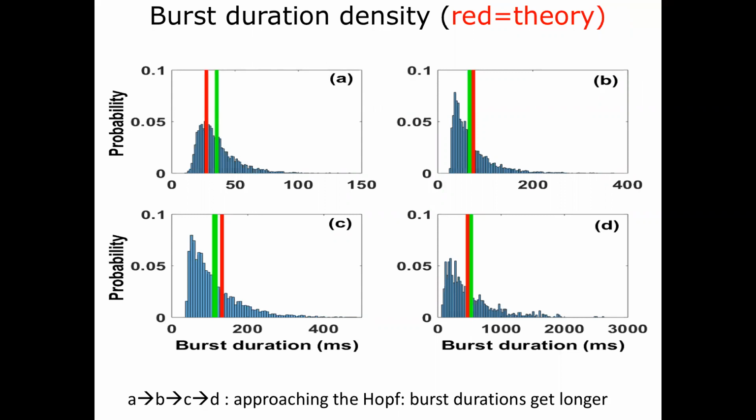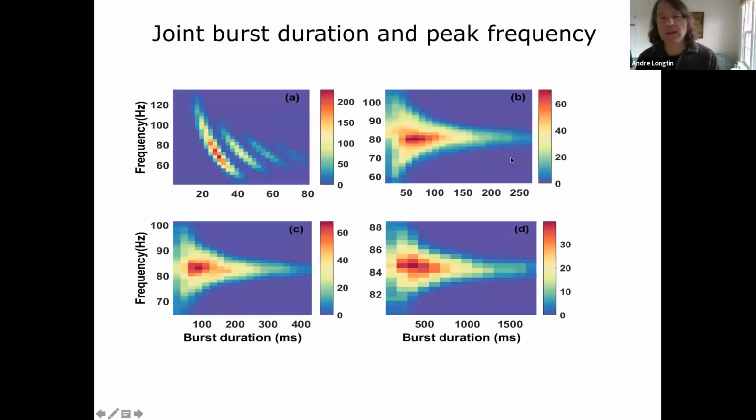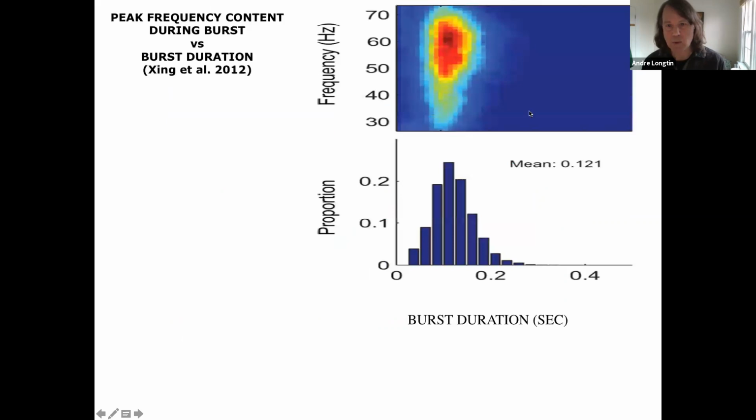Okay. You can get the distributions of frequencies to match more of the data in this sweet spot range as well.